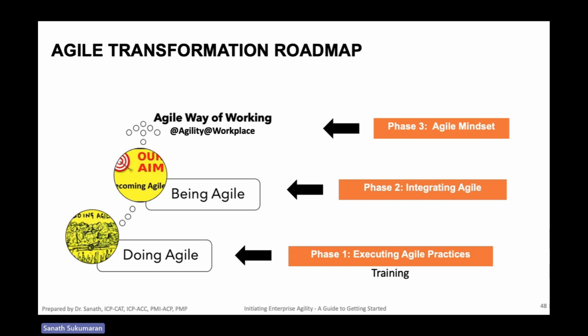So phase one, as you can see, training happens at that level. In phase two, we combine coaching and mentoring. Phase three is enterprise coaching, because you're looking at enterprise-wide work. So typically companies that adopt Agile transformation get into the enterprise coaching exercise.